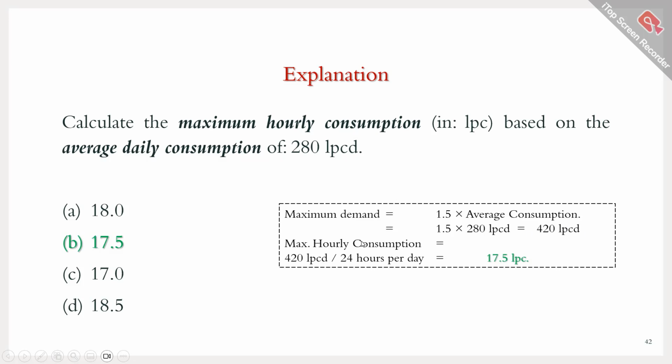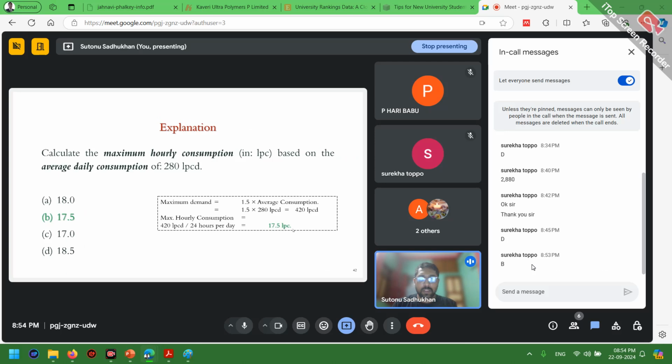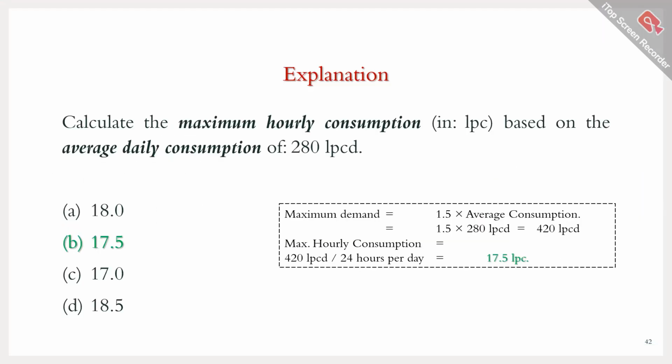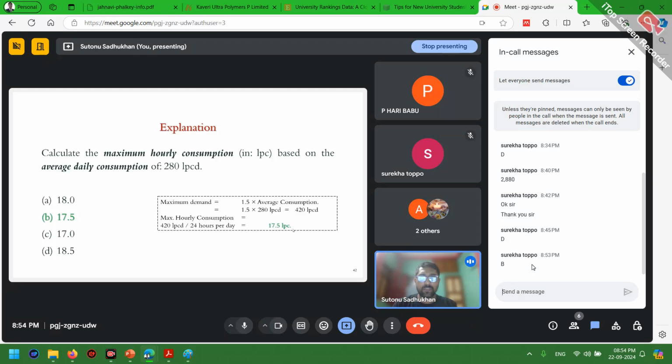Now from the daily consumption, we have to convert it to hourly consumption. So maximum hourly consumption will be equal to 420 LPCD divided by 24 hours per day, which is nothing but equal to 17.5. Very good. So the relation between the maximum and average is that maximum is 1.5 times the average. That only you have to remember.